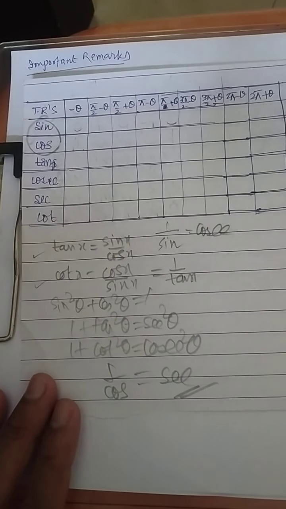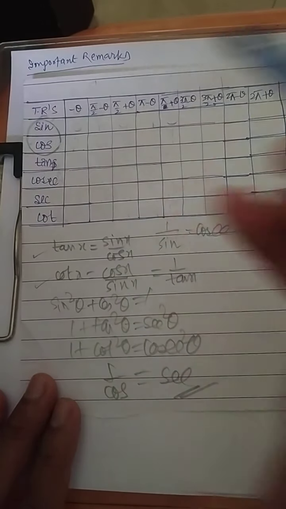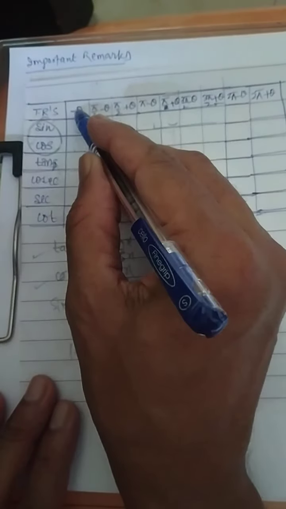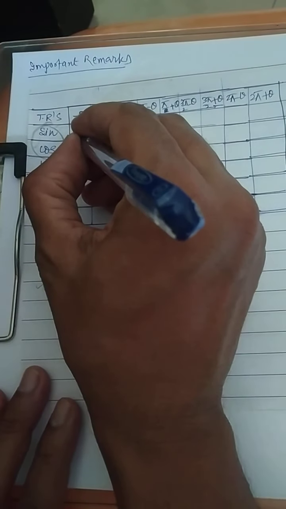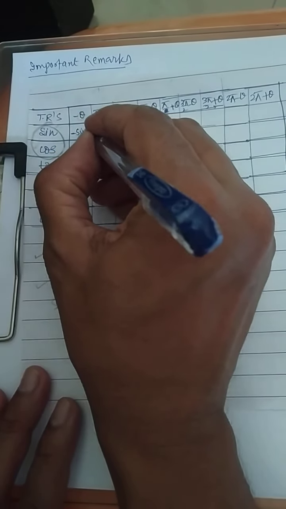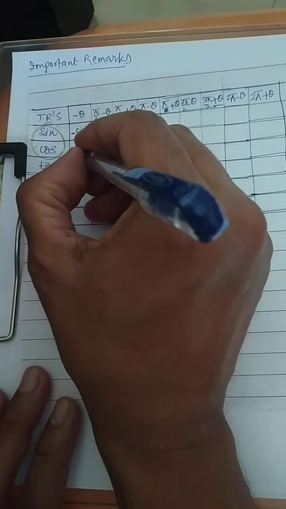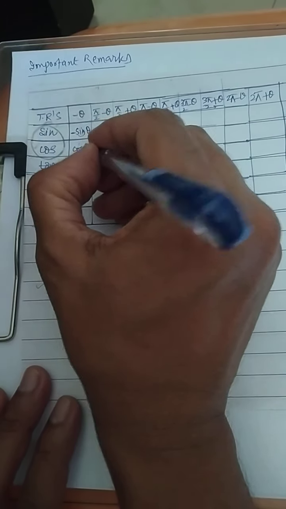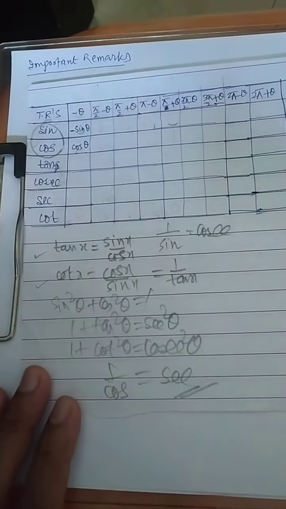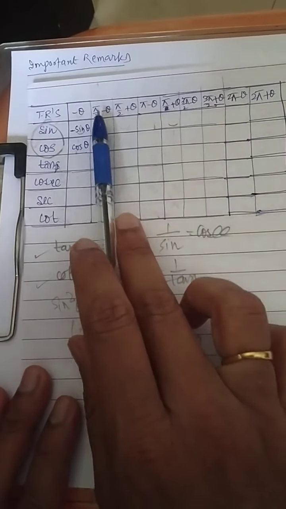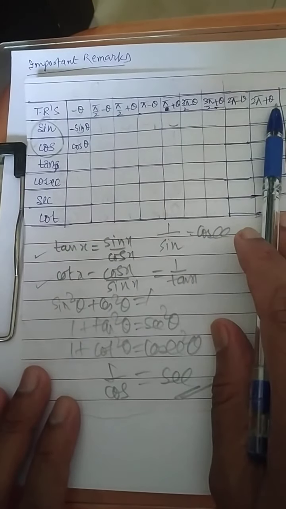A few important remarks in trigonometry. Out of that, sine of minus theta, you have learned it is nothing but minus sine theta, and cos of minus theta, we have learned that is cos theta. The rest of the remarks you are going to learn. Likewise, this whole series we are going to complete.